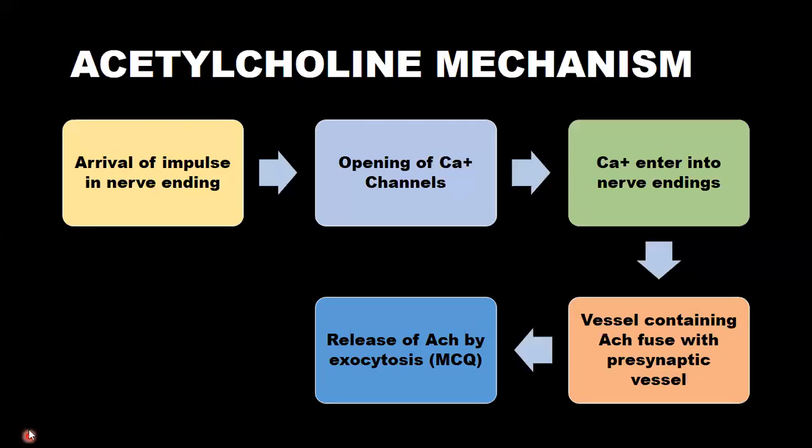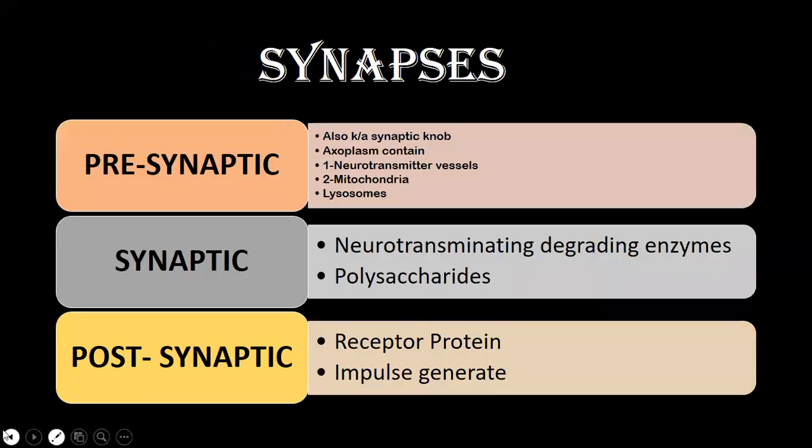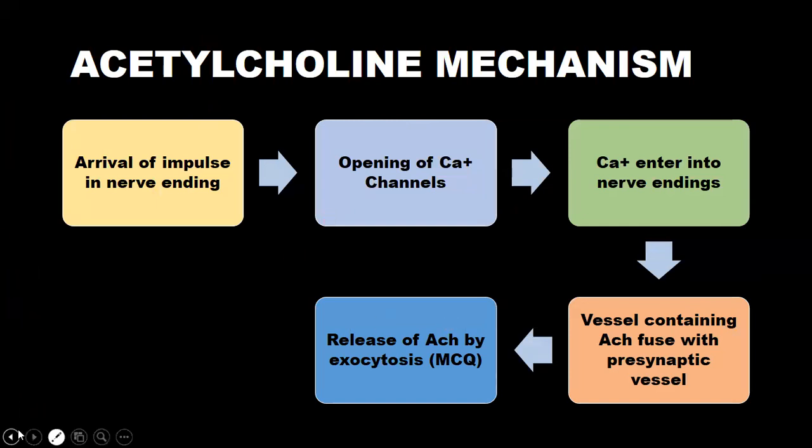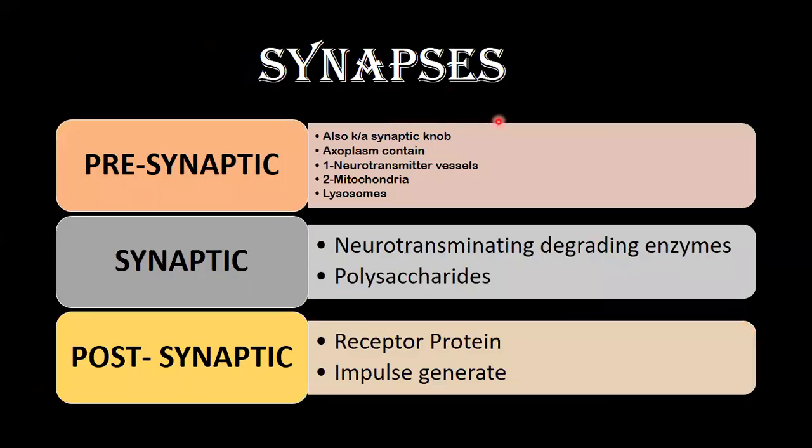Now, here is the process I explained in the previous slide, which I have made in flowchart form. Coming to the synapses: what is a synapse? Synapses are the site of functional contact between neurons and other effector cells, that can be muscles or gland cells. It is known as the synapse.